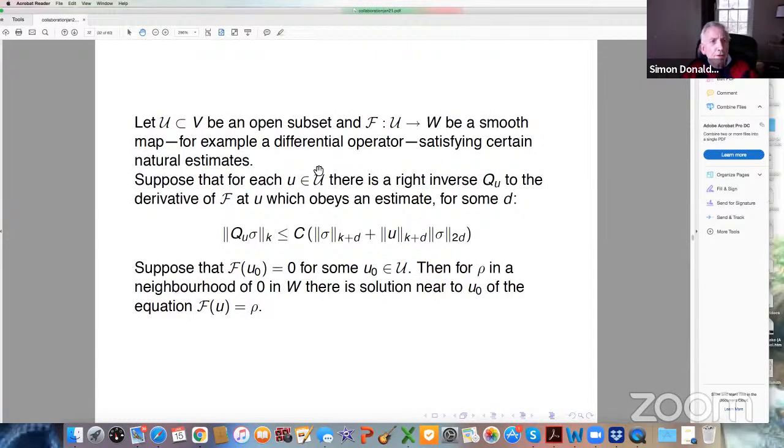So then the setup we'll consider is we have an open subset U in one of our Frechet spaces, V, and a map from U to the other one. So this could be given by a differential operator, for example, satisfying certain kind of natural estimates of bounds on F in terms of these norms, and also on the first and second derivatives of F.